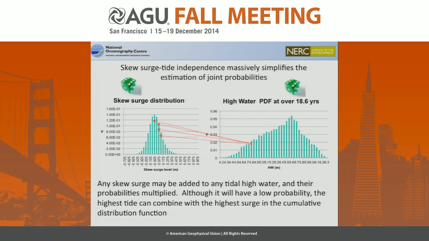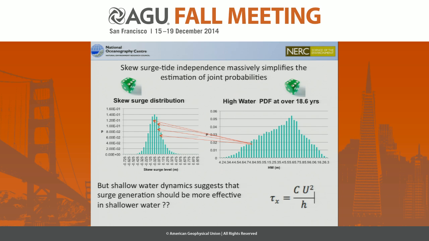And so this independence of skew surge from the tide on which it falls massively simplifies the creation of joint probability. So if your approach to extreme sea levels is to take joint probabilities where you convolve the distribution of the tide, which is deterministic, with your best fit, be it GPD or GEV, of the skew surge, then you can convolve any skew surge with any tide. It might have a very low probability, but there is no reason at all why the highest storm surge should not fall on the highest tide.